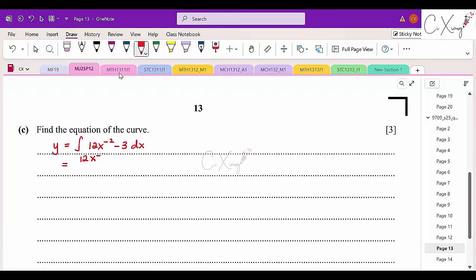Power plus 1 becomes negative 1, so you have to divide by the new power, negative 1. Then for negative 3, if you integrate negative 3, you will get back x, so you will have negative 3x, then plus c.